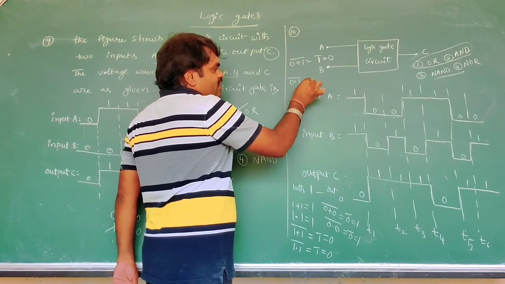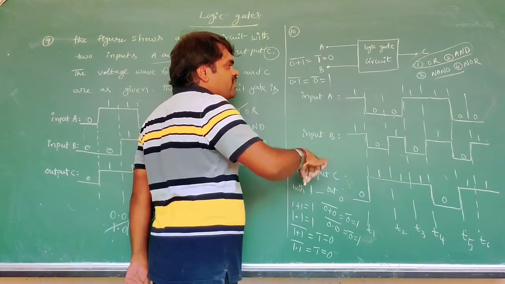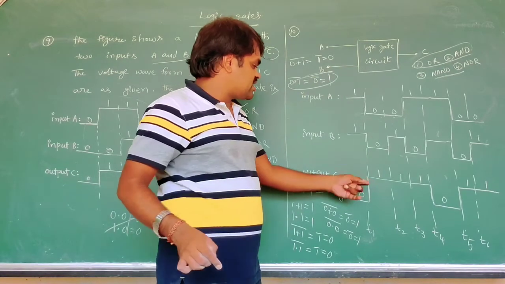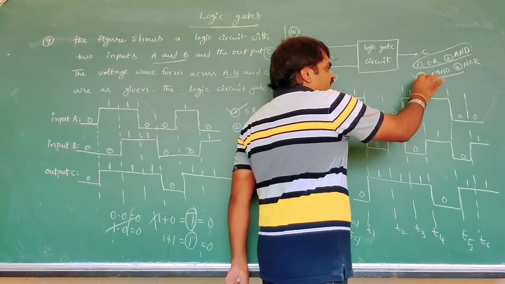0 dot 1 bar, that is 0 bar, and 0 bar is 1. That's why the given circuit is a NAND gate.